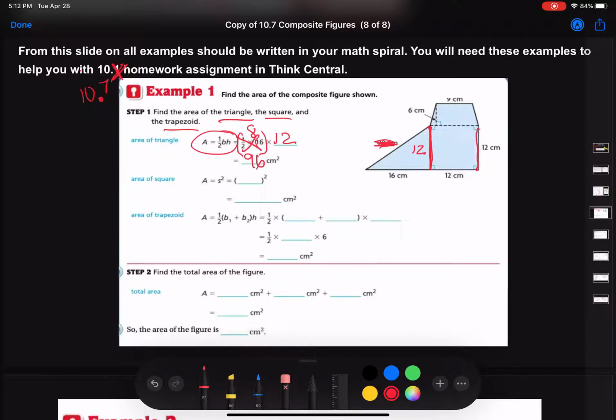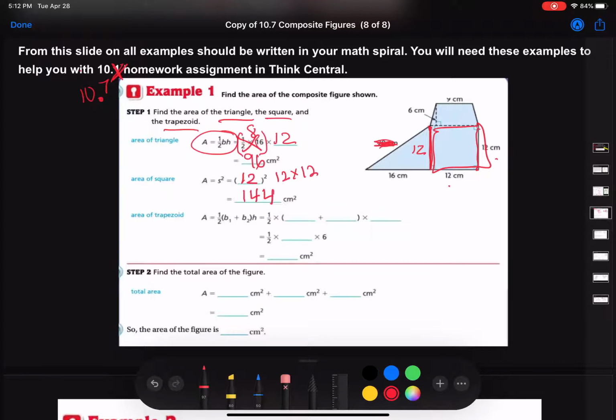Okay, next up you have a square. Here's your square right here. And your square is 12 times 12, because remember, squares are side times side. So it's 12 squared. So that means just 12 times 12, which is 144.